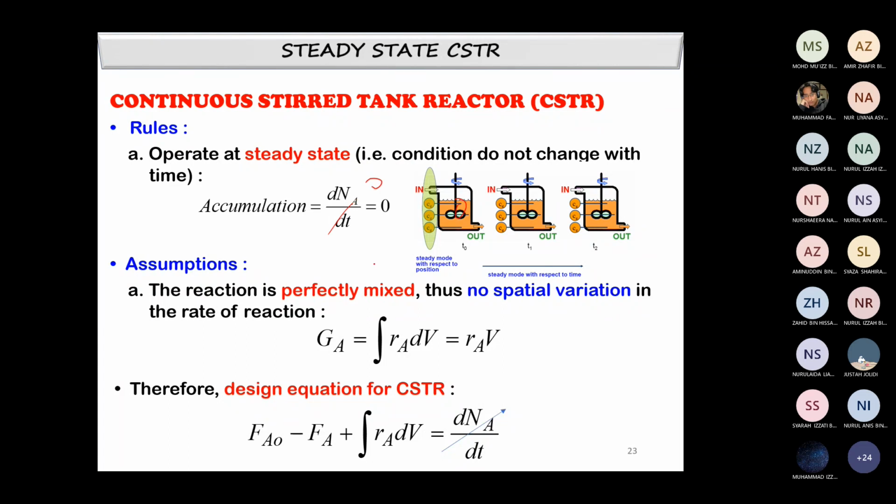So the reactor is perfectly mixed, there's no spatial variation in the rate of reaction. Dia sama juga macam konsep dekat batch reactor. V dia adalah sama throughout the reaction, so this one would be rA V. Daripada sini you can cancel, this one is 0, and this one is the rA V, this one remains.